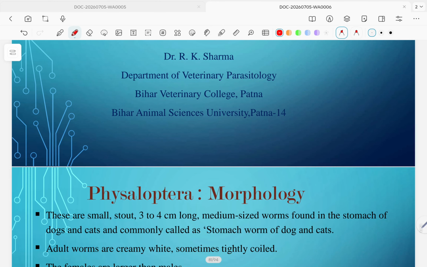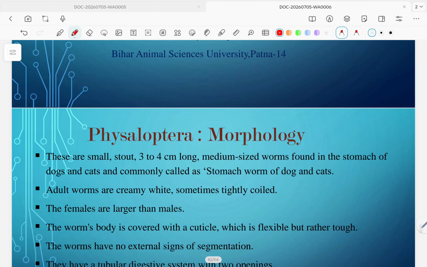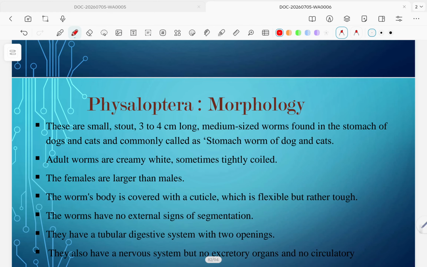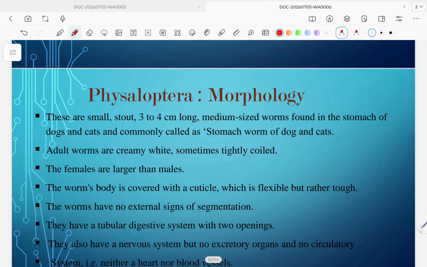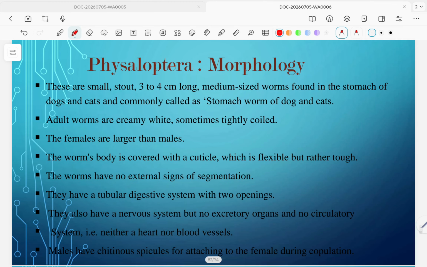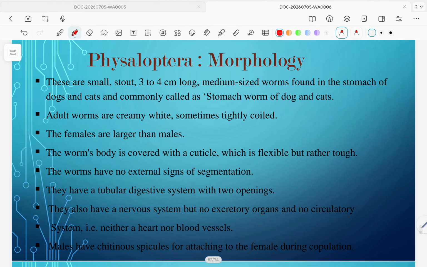Physaloptera morphology. These are small, stout, 3 to 4 cm long, medium-sized worms found in the stomach of dog and cat and commonly called the stomach worm of dog and cat. Adult worms are creamy white, sometimes tightly coiled. The females are larger than males.